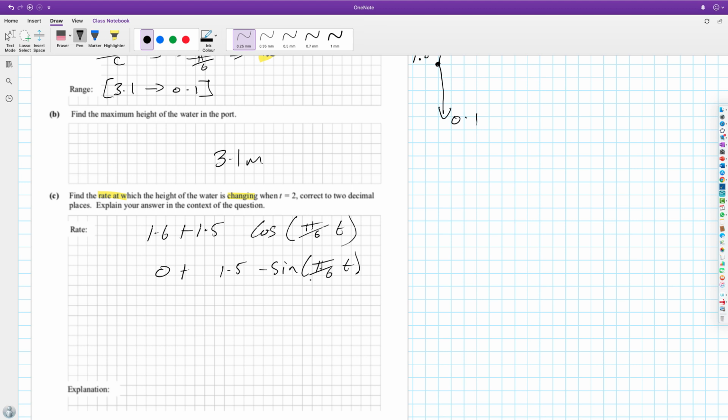By pi over 6. Don't forget you differentiate the trig and then you differentiate the x. Exactly. And we leave t equal to 2 then. So you literally then say 1.5 minus the sine of pi over 6 times 2, by pi over 6. Right, give me an answer for that.